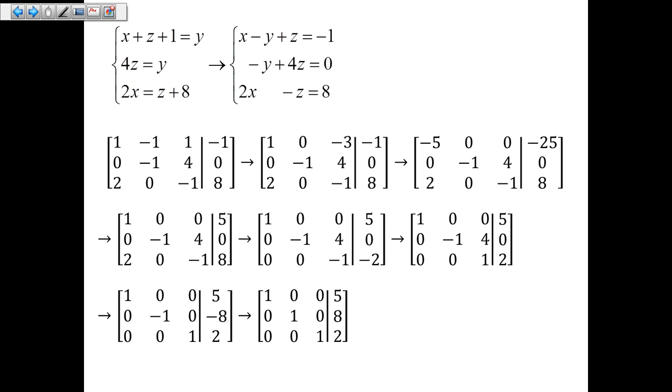X equals 5, Y equals 8, Z equals 2. I'll write that as an ordered triple, and I'm all done.